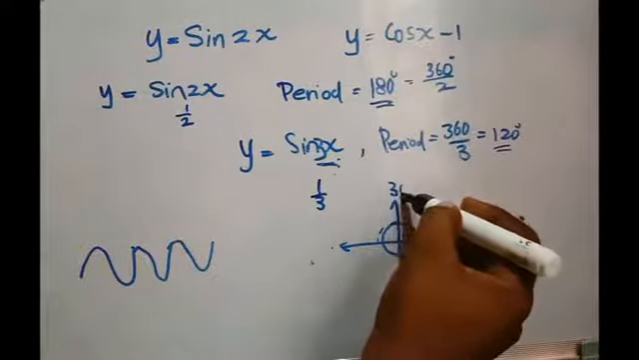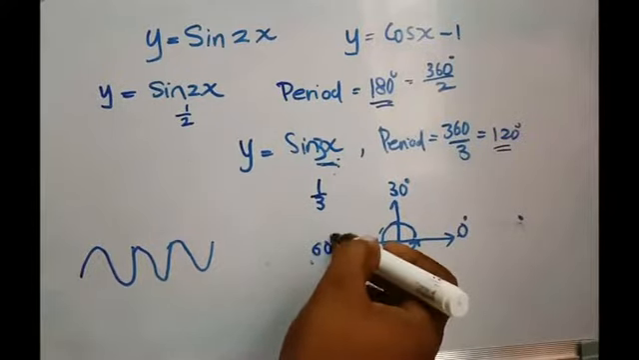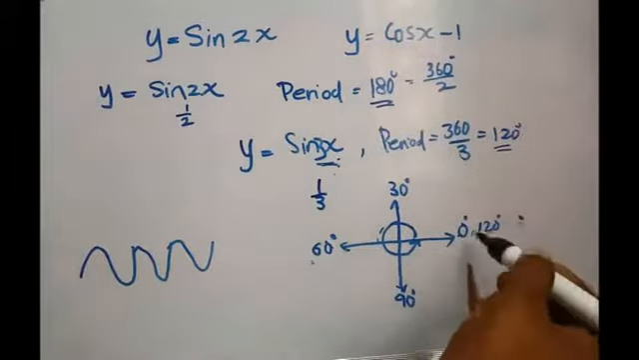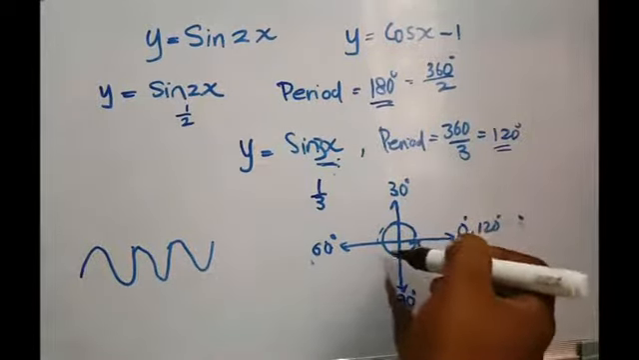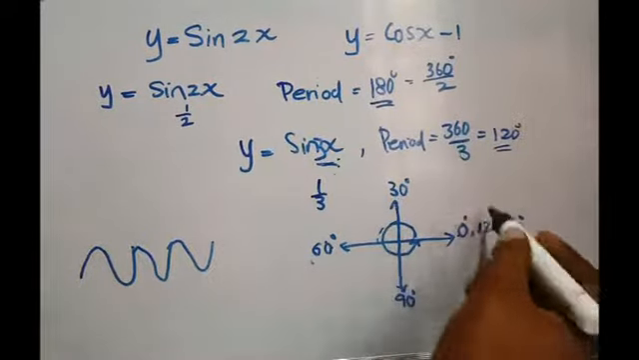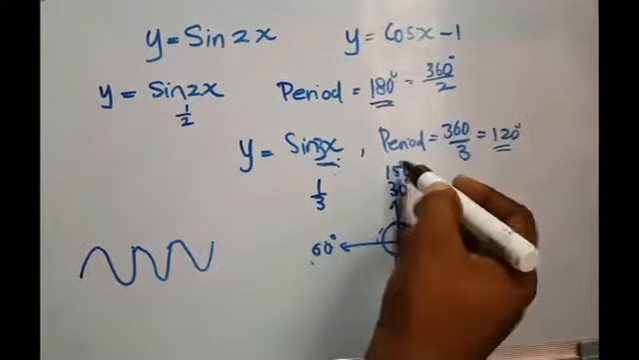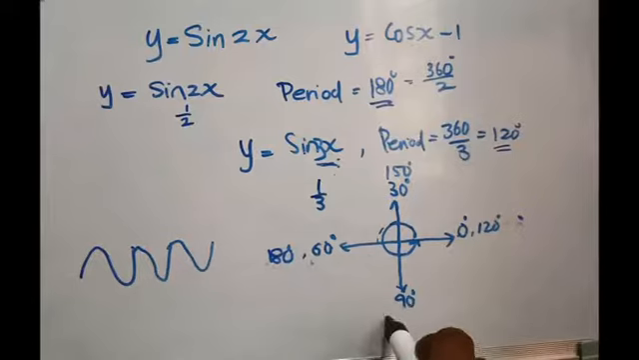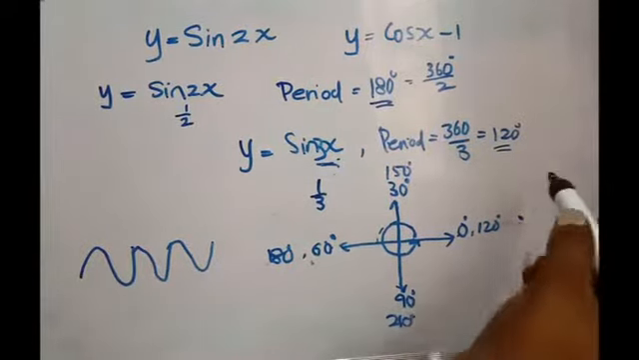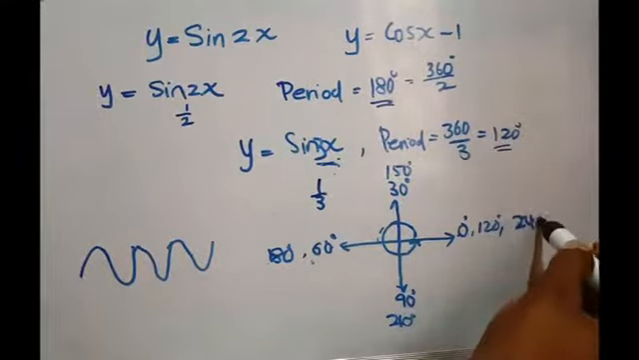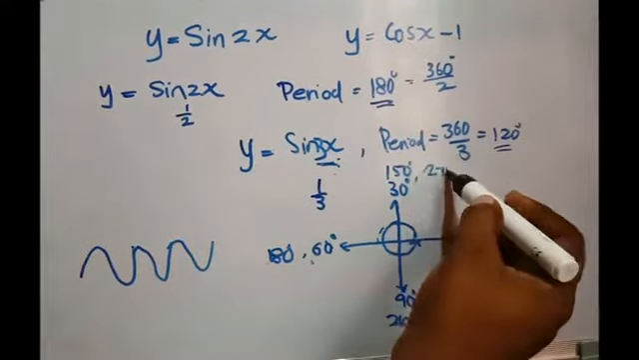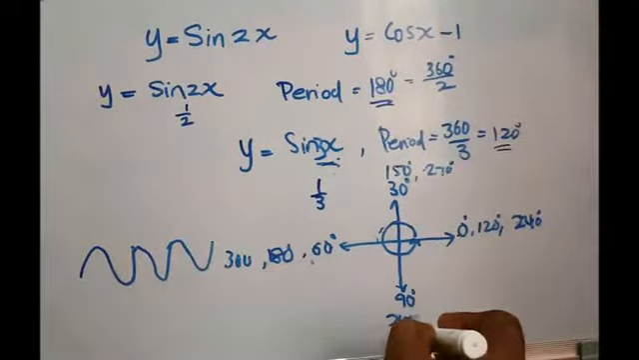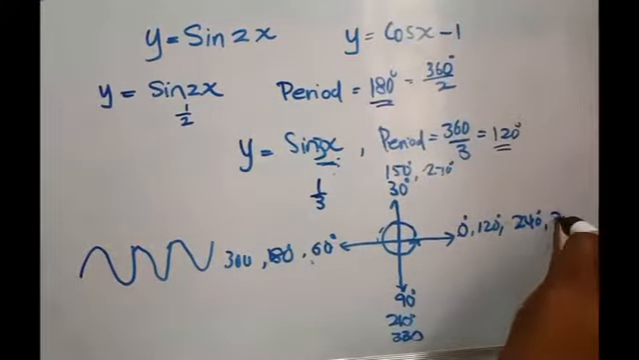Because 0, 30, 60, 90, 120. See, a period of 120 degrees is over. When you repeat this, it becomes 120 plus 30, 150, plus 30, 180, plus 30, 210, plus 30, 240, plus 30, 270, 300, 330 and 360.